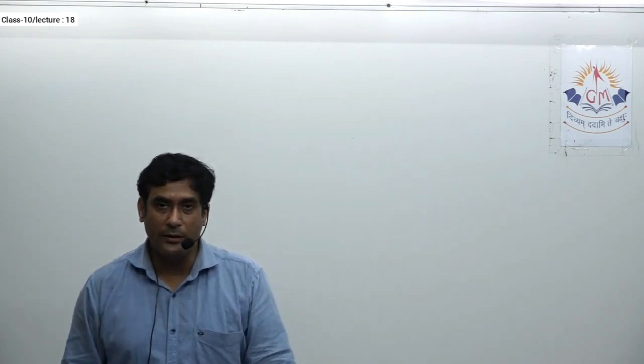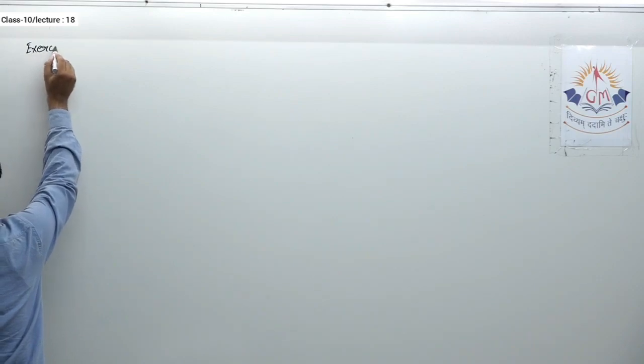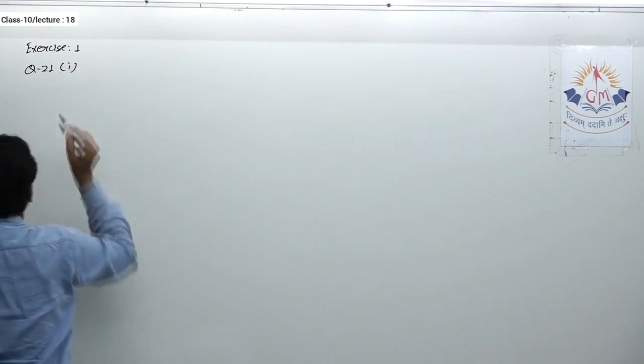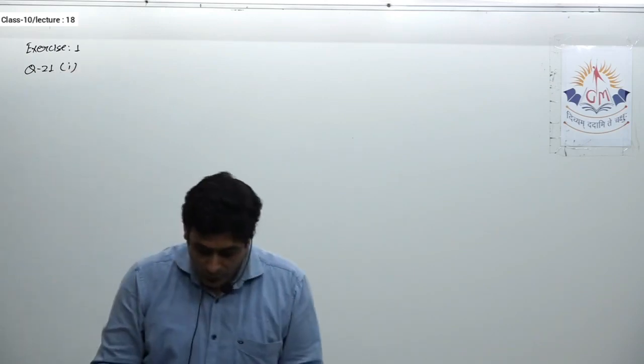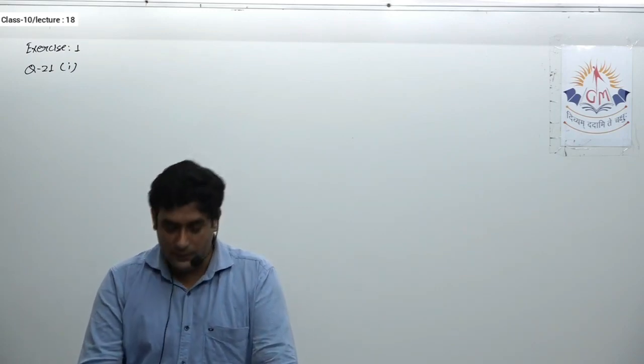Hello friends, in the last lecture we saw how to solve linear equations which can be reduced to a pair of linear equations in two variables. Now in this lecture we will see word problems related to that. Here is the very first question, question number 21, its first part, from exercise 1. Question 21 says, formulate the following problems as a pair of equations and hence find their solution.